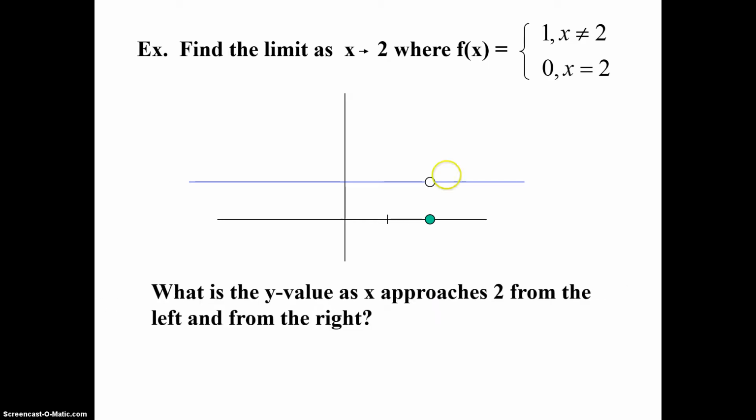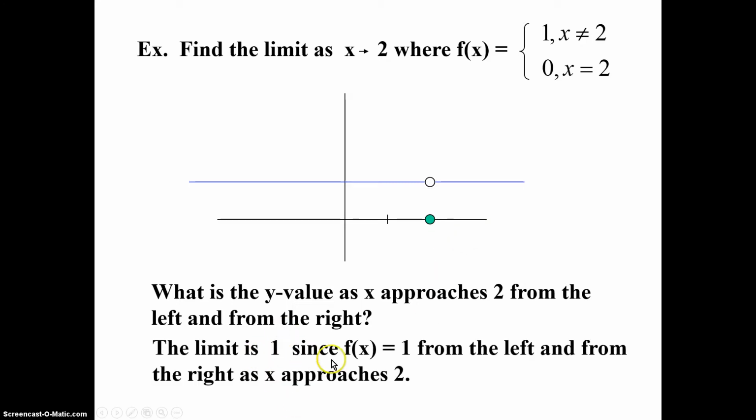Please keep in mind that even though my point is not inclusive, I can still have a limit, and vice versa. Like this one, my shaded in circle. I have a function there. My function does exist because of the shaded in circle. However, I don't have anything approaching it from the left or from the right, so the limit wouldn't exist. So please make sure you know the difference between that.